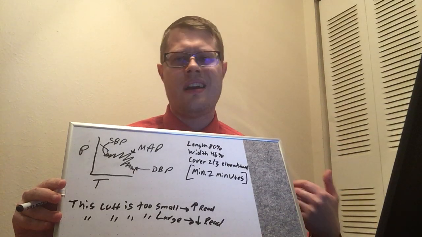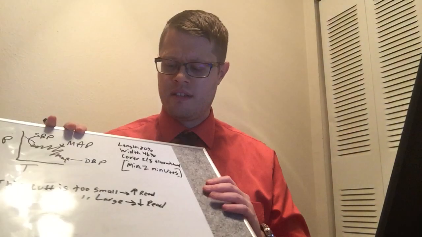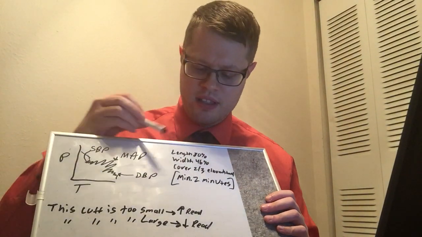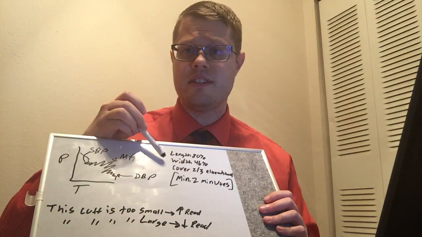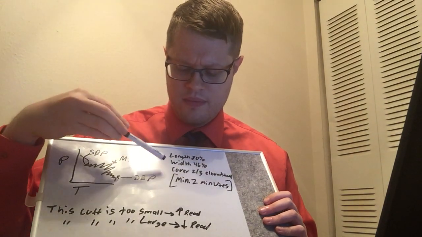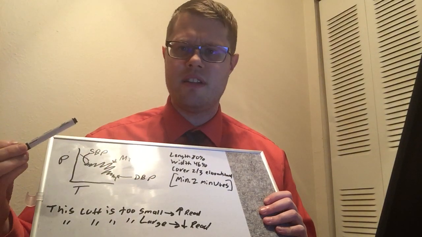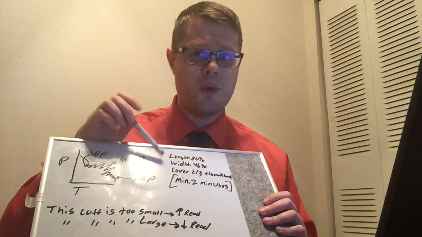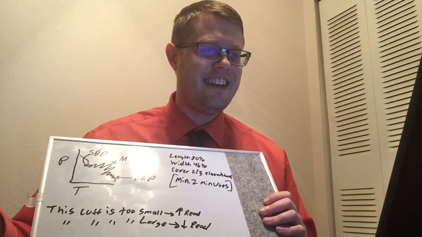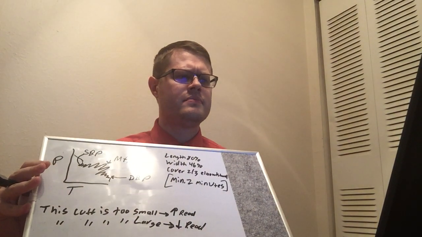So for the measurement, how we put it on accurately: center it on the medial side of the arm over the brachial artery. Get your tape measure out, because you've got to be exact here. The length is 80%. Then the width is exactly 46%. No, it's not 45, it's not 47. The width must be 46%, and cover 2/3 of the distance from elbow to shoulder.